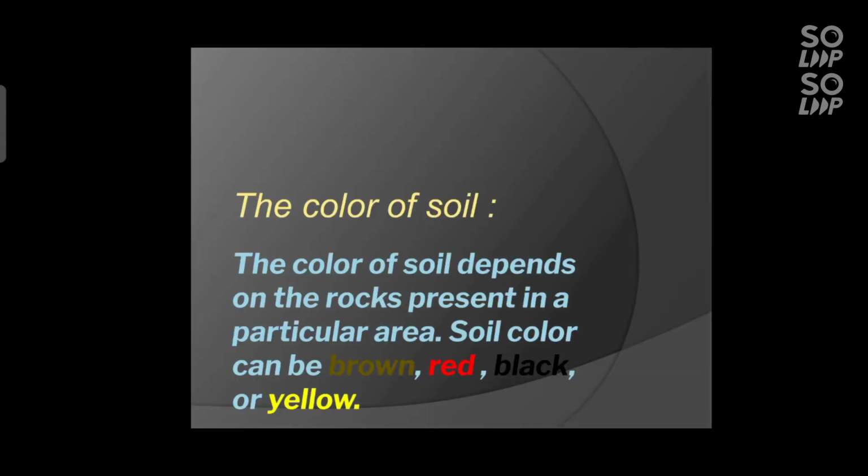Now, the color of soil. The color of soil depends on the rocks present in a particular area. Soil color can be brown, red, black or yellow. It also depends on the weather of the place.